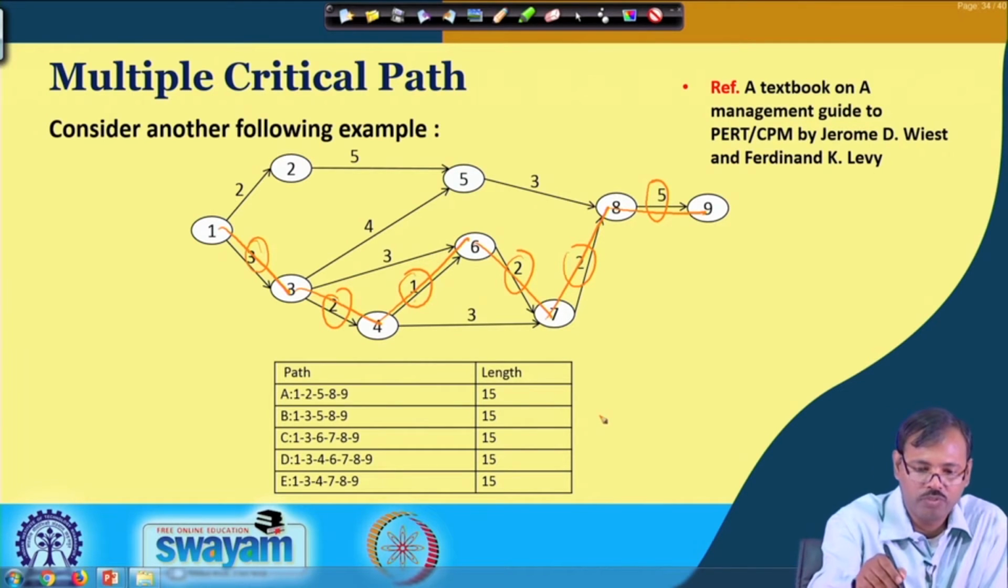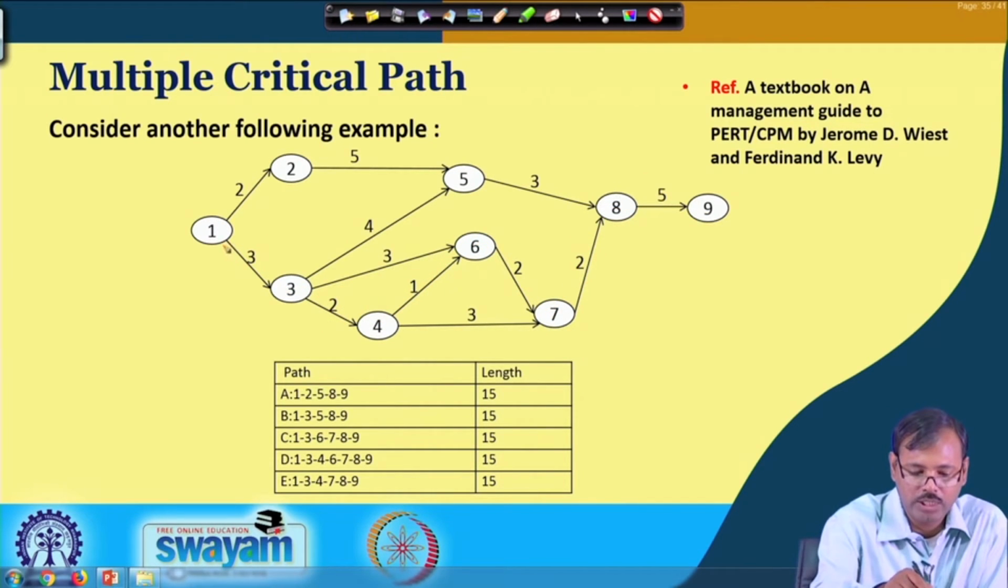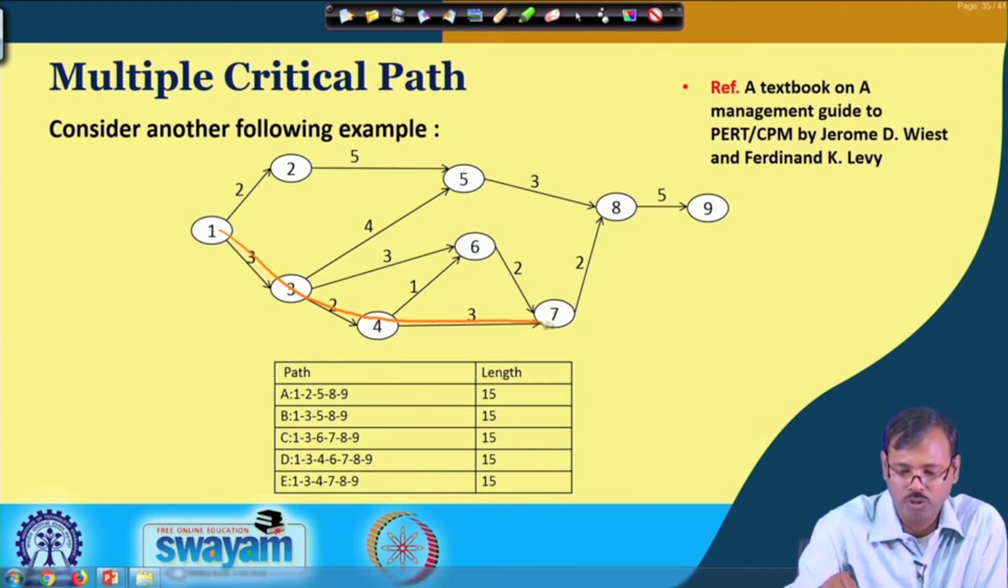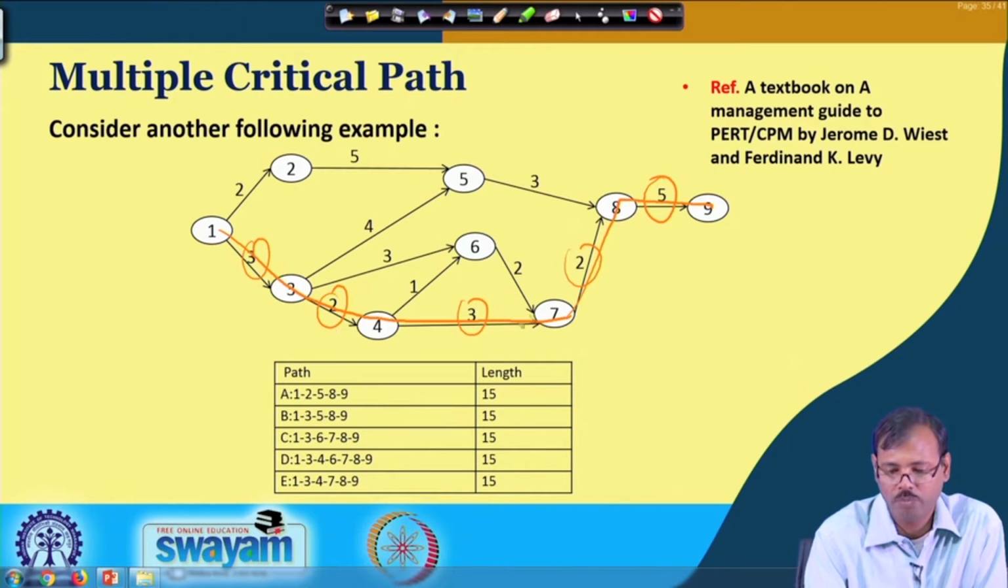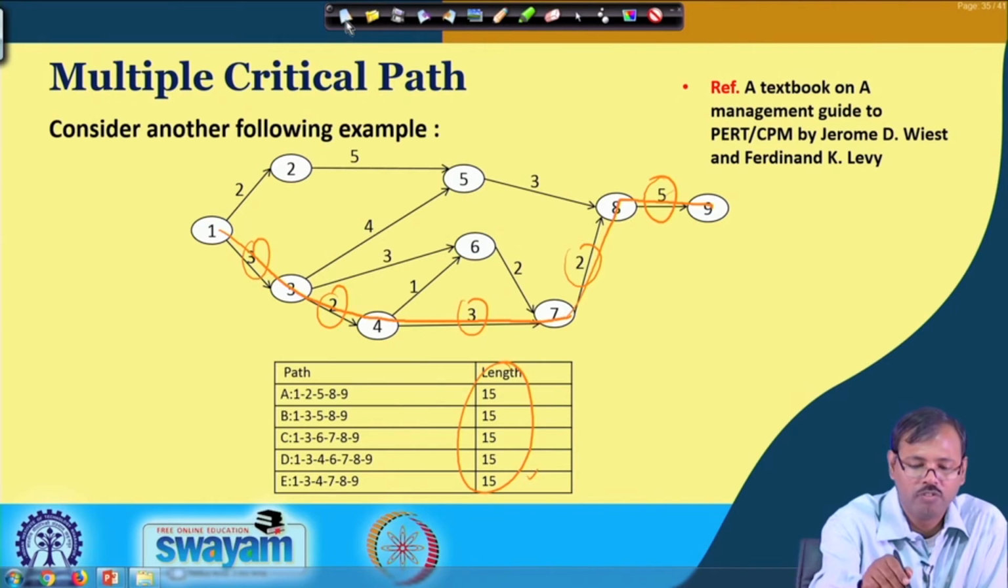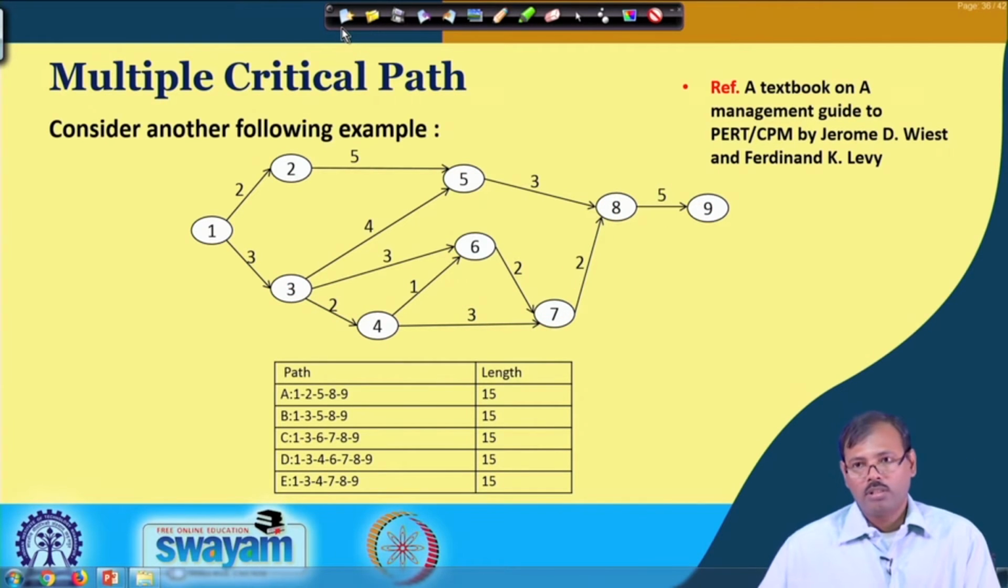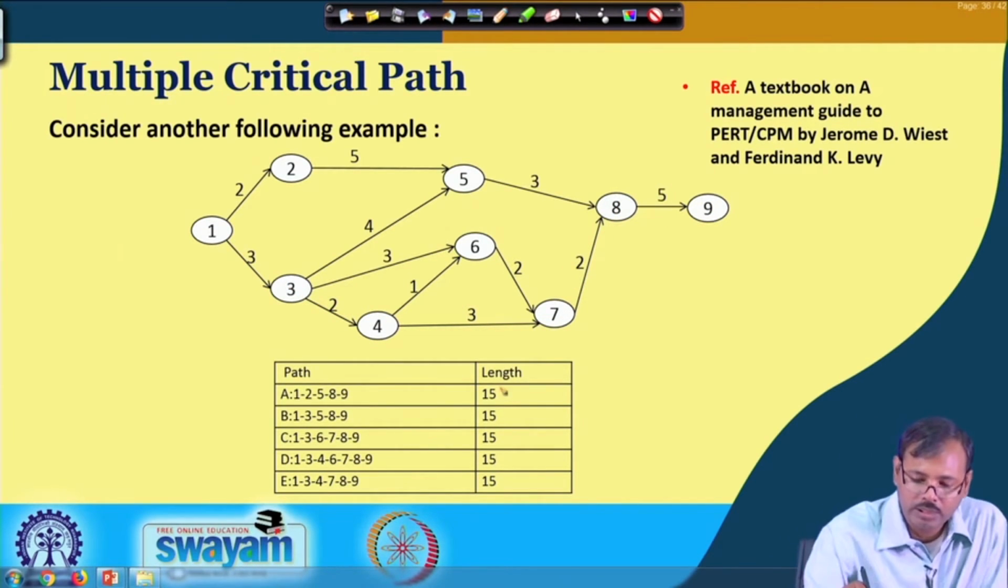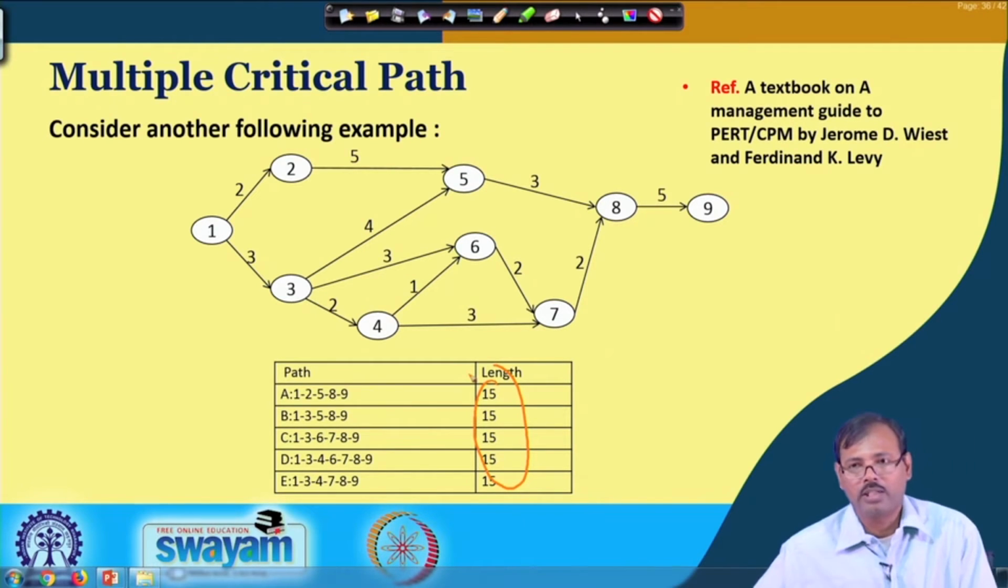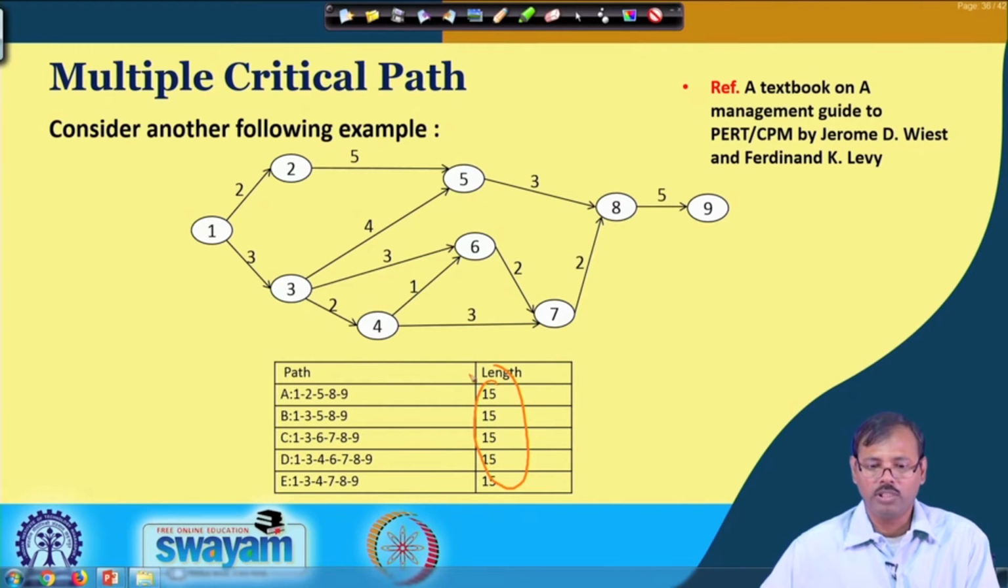So, again the total length is coming 15, and if you see the last one, the E path 1, 3, 4, 7, 8, 9. So, this is 3 plus 2 plus 3 plus 2 plus 5, that means 3 plus 2 is 5, 5 plus 5 is 10, 10 plus 5 is 15. So, all the paths are now coming 15. That means all the paths are critical now, and we have to give intense care to the optimization of all these works.